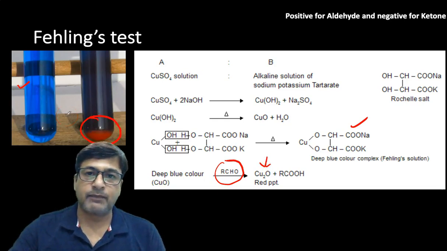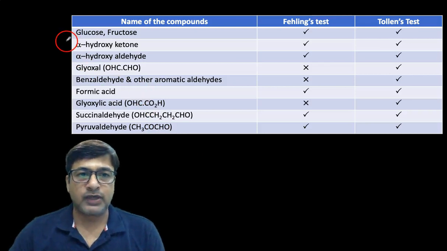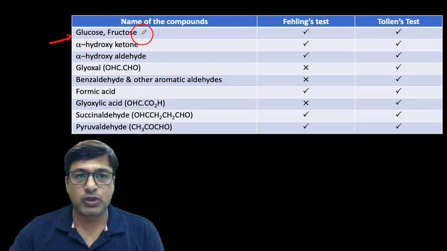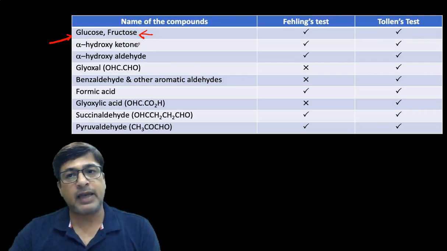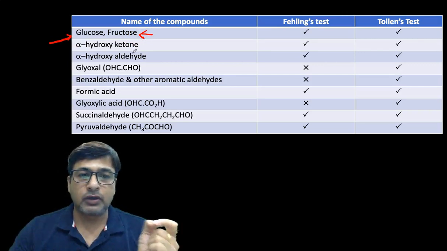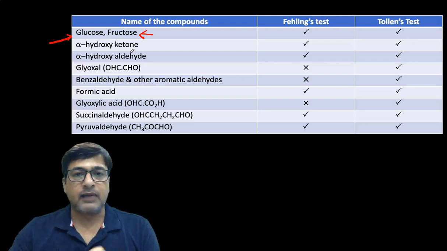Now let us discuss some exceptional cases of these molecules. I have written a few molecules. First is glucose and fructose. See, glucose consists of an aldehyde group, whereas fructose consists of a ketonic group. But both glucose and fructose show a positive test with Fehling's as well as Tollens. That's why all the carbohydrate molecules which show a positive test with Tollens and Fehling's are known as reducing sugars. And if it consists of an acetal linkage, it is a non-reducing sugar.